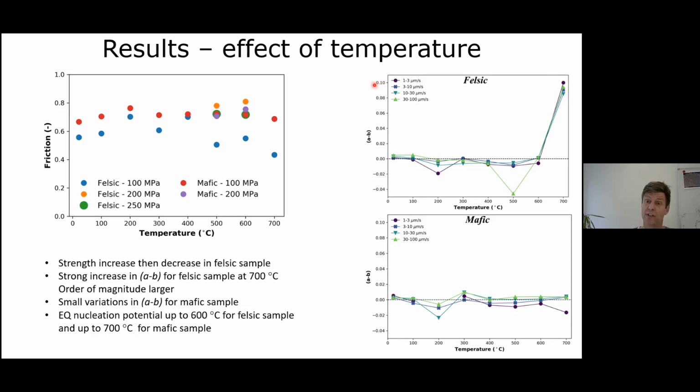And that results in an A-B value that is an order of magnitude larger than typical values that you would expect, for instance, at room temperature, where you have values of maybe 0.01. So it's strongly velocity strengthening, which is hinting towards the occurrence of ductility or crystal plastic processes starting to contribute. If we look at where A-B is negative for the felsic sample, it could be up to temperatures of 500 degrees C, depending on what kind of loading velocity we use. Whereas for the mafic sample, we find velocity weakening values all the way up to 700 degrees Celsius.